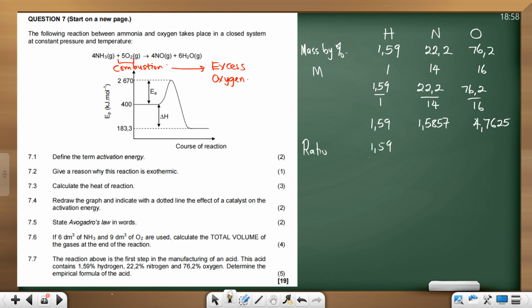So 1.59 divided by 1.59 will be 1. 1.5857 divided by 1.59 will also be 1. 4,7 divided by 1.59, I think that should give us about 3. Three, right? So the empirical formula is HNO3. Free 5 marks for everybody there. This is a mark booster.